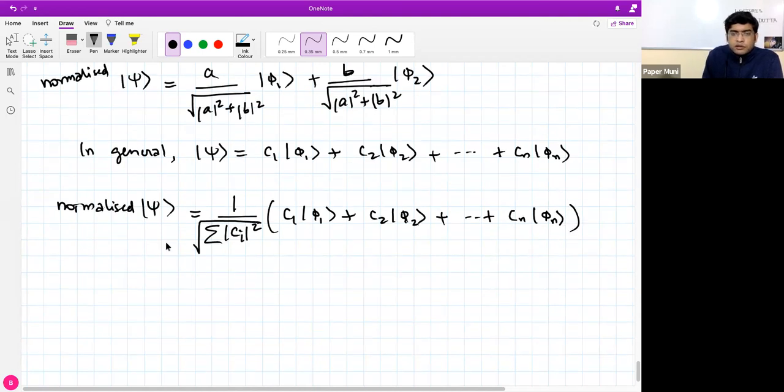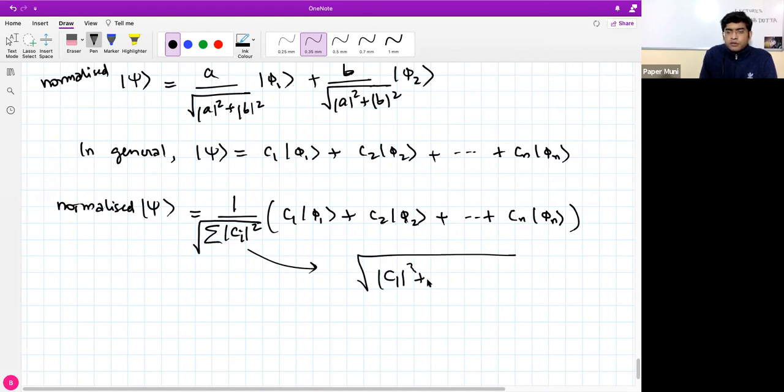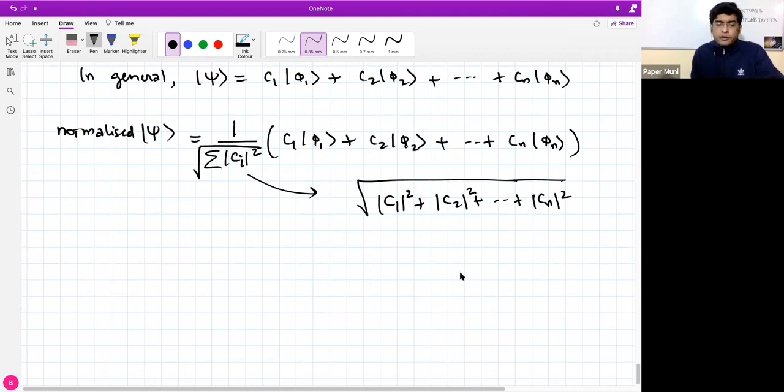So for each of them you can write like this. You divide this factor with all the amplitudes, and you get the normalized psi. Now this factor, if you want to expand it, looks like |C1|² + |C2|² + and so on up to |Cn|². So this is the whole factor. You don't need to remember this formula.